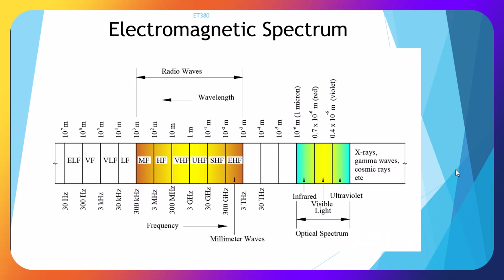Here's a chart of the electromagnetic spectrum. So radio waves run from about 300 kilohertz to 3 terahertz. And we have medium frequency, high frequency, very high frequency, ultra high frequency, super high frequency, and extremely high frequency. We also have our visible light and optical spectrum, infrared through ultraviolet.